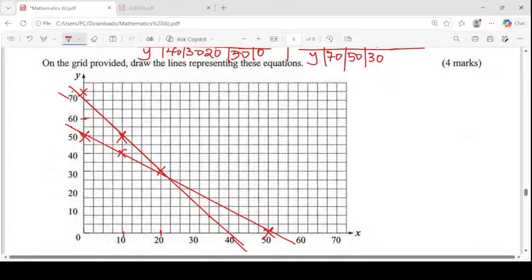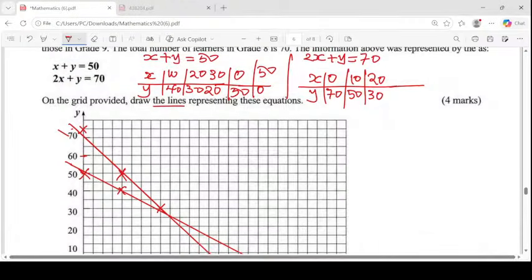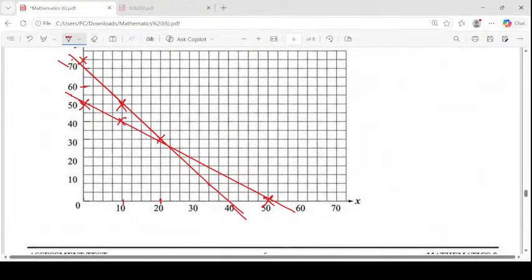You've seen this particular line, ladies and gentlemen. They're just saying draw the lines to represent it. So you draw and make sure you label. The first one was x plus y is equal to 50, then this is 2x plus y being equal to 70.